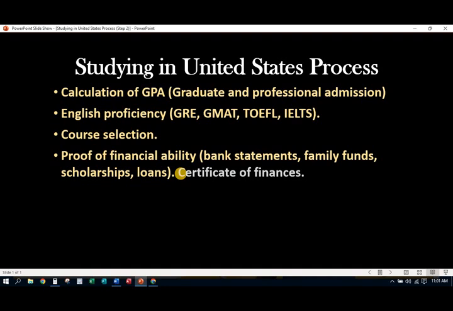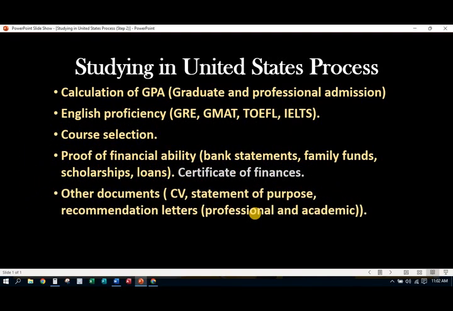So I'll get a copy and then we post it there so you see, and then if you have questions you can ask. Yeah, then so those are a proof of financial ability. Then we have another thing. We need other documents needed when you are making an application for master's degree.